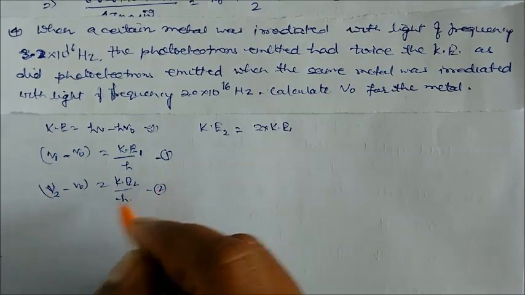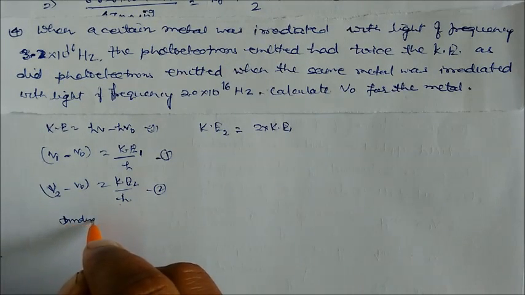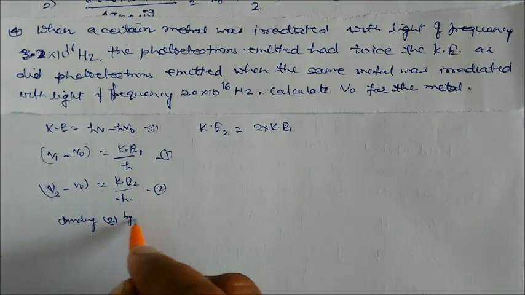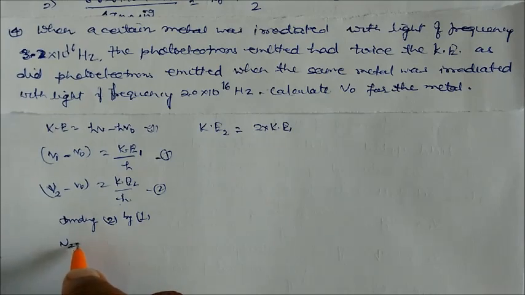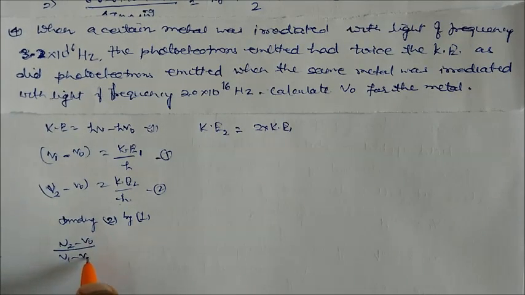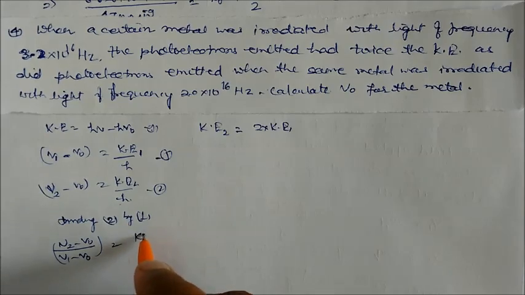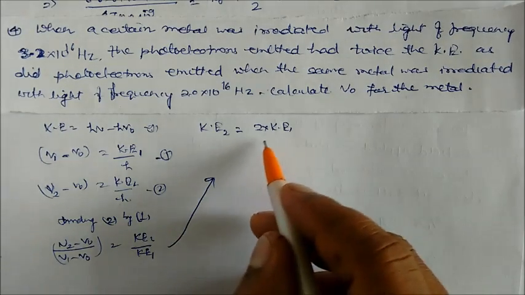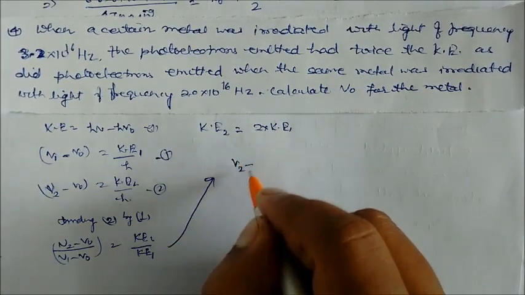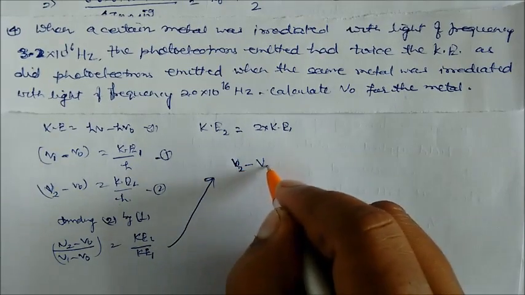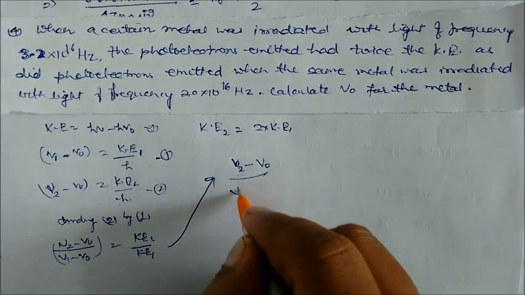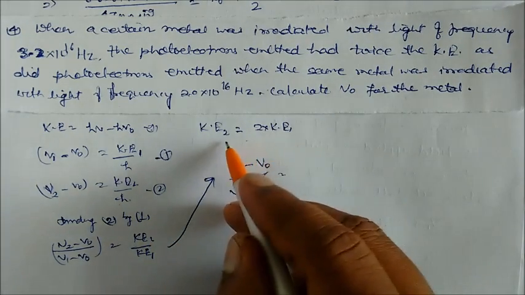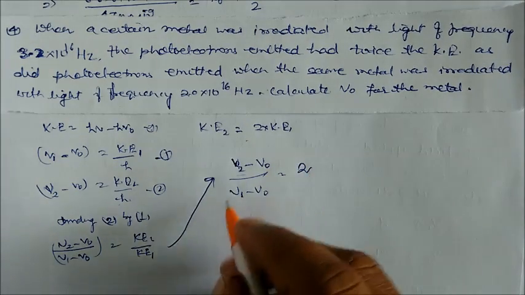This is the second equation. So on dividing 2 by 1, we will get frequency 2 minus frequency naught by frequency 1 minus frequency naught, and this will be KE2 by KE1. So we can solve here. K2 and K1 are given, so we can write frequency 2 minus frequency naught over frequency 1 minus frequency naught, and K2 by K1 is equal to 2. So again we can solve here.